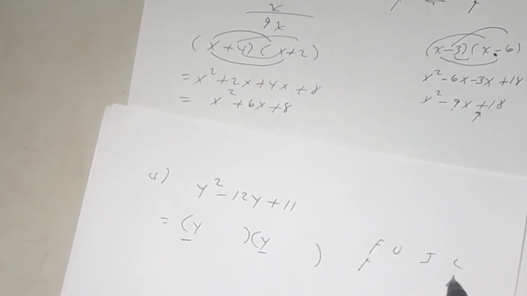Now the last. There's only one possibility for 11. What two numbers multiplied together give 11? 11 and 1. The last sign is positive. So what does that mean? You have to go with the first sign.